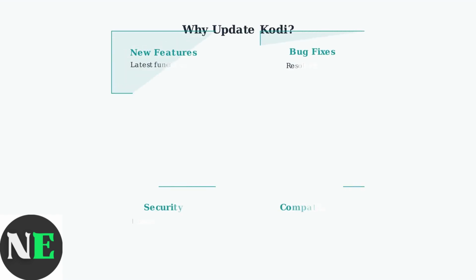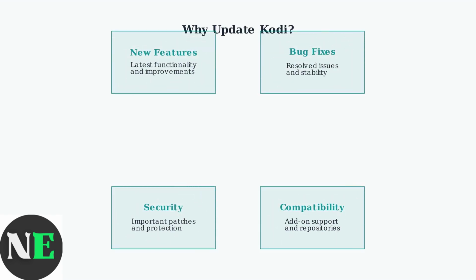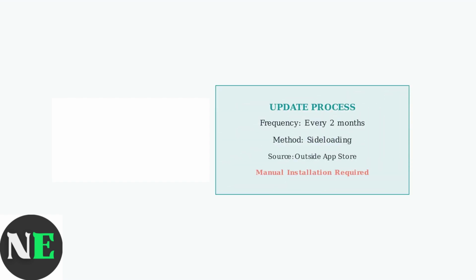Updating Kodi is crucial for several reasons. You get new features and improvements, important bug fixes, security patches, and better compatibility with add-ons and repositories. Kodi developers typically release updates every 2 months. Since these updates must be sideloaded, you'll need to download and install them manually from outside the Amazon App Store.